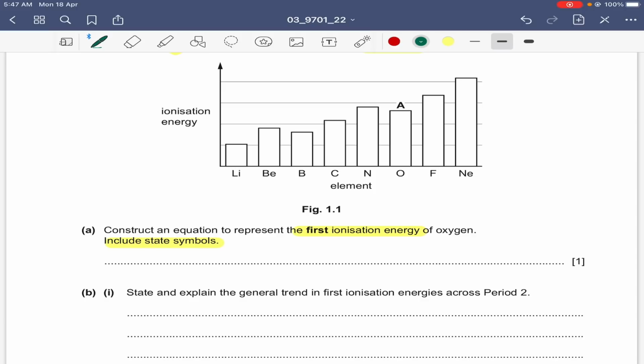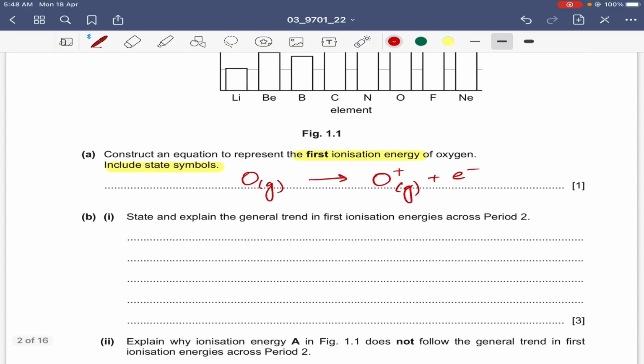So first ionization energy is the energy required to remove 1 mole of electrons from 1 mole of gaseous atoms to form 1 mole of gaseous ions. So we have to write the ionization energy for oxygen. That would be 1 mole of oxygen in gaseous state loses 1 mole of electrons to become O+ in gaseous state. So 1 mole of electrons is removed from 1 mole of gaseous atoms to form 1 mole of gaseous ions. This is the first ionization energy.